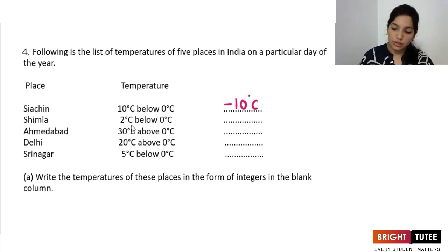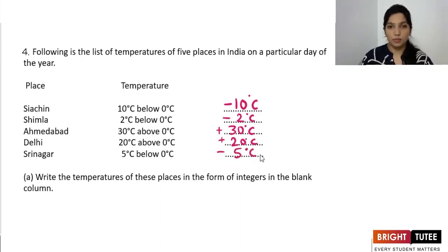Now Shimla is 2 degrees below 0. So it is -2 degrees Celsius. Ahmedabad is 30 degrees above 0. So it is +30 degrees Celsius. Now Delhi is 20 degrees above. So it's +20 degrees Celsius. Then Srinagar, it is 5 degrees below, so it is -5 degrees Celsius. I hope this is clear.